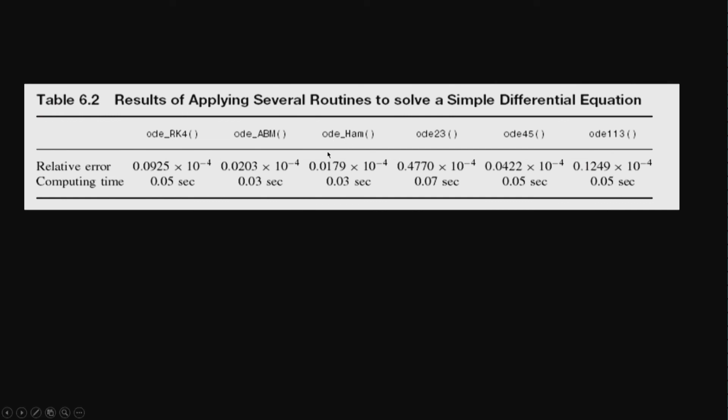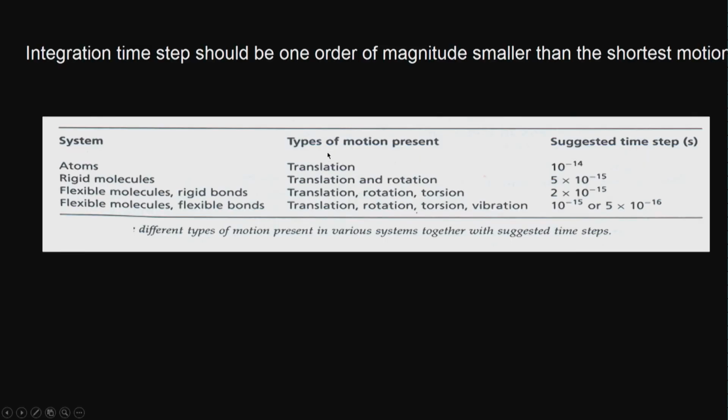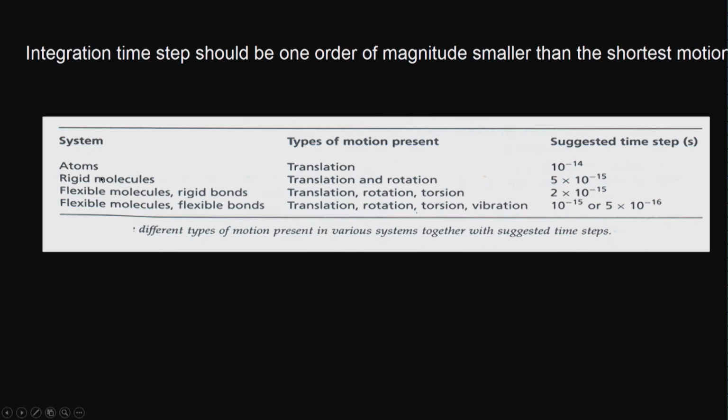when you use different types of methods. So, if you are looking at molecular dynamics, you want to see how the atoms change as a function of time when you have certain forces acting on them. If you are looking at atoms and you want to see atom motion, generally we are talking time steps in the order of 10 power minus 14 seconds. Wow. If you have rigid molecules, looking at translation and rotation, then you should go 5 into 10 power minus 15, still a smaller step.